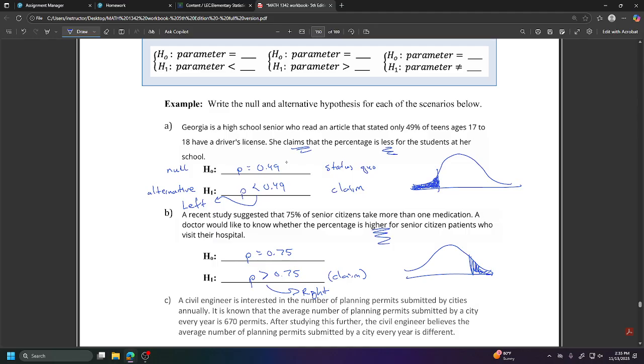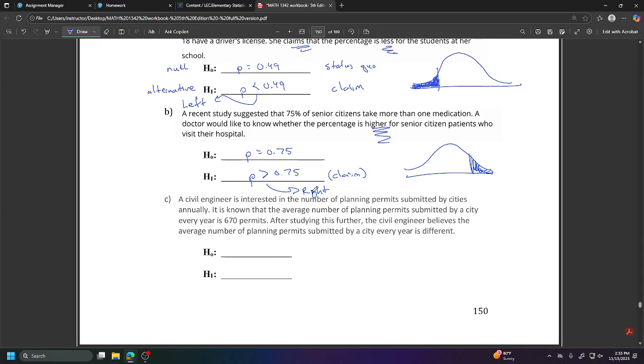This is what your homework looks like. It literally is multiple choice. You click, click, click, and there you go. So pretty straightforward. Help me out again. Civil engineers interested in building plans. It is known, see the status quo here, it is known that the average is 670. So the average, we have to use a mu. But that's whatever. What would I be continuing with here?